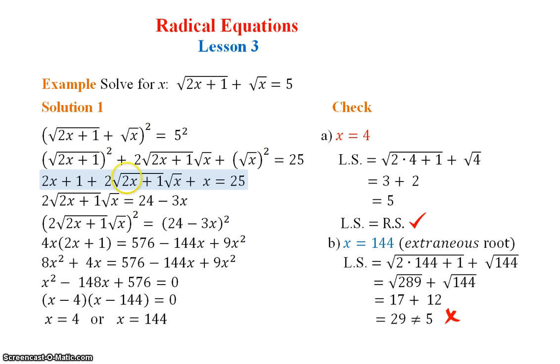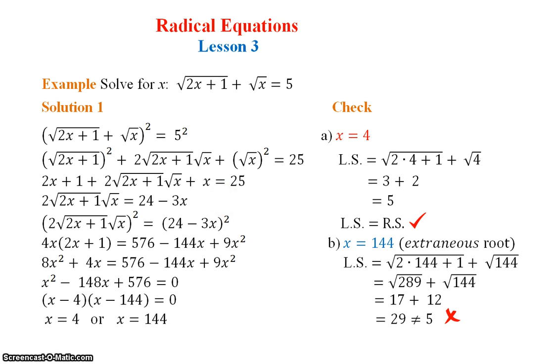Now we can isolate radicals. We can move 2x plus 1 and x to the right side of the equation and combine like terms. In the left side we have 2 times square root of 2x plus 1 times square root of x. In the right side 25 minus 1, which moved from the left side, is 24. 2x plus x, 3x, and when we move 3x to the right side we switch the sign. So we get this equation.